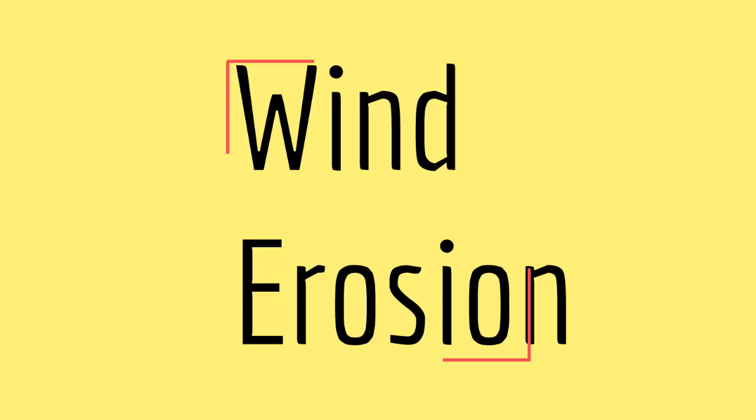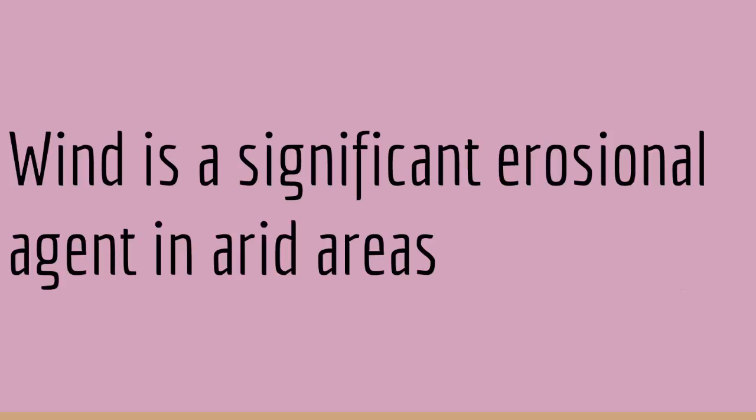In this video we are going to talk about wind erosion. We have talked about erosion in previous lectures. Erosion is just removal of rock materials from one location to another. Wind is a significant erosional agent in arid areas due to lack of vegetation or little vegetation and little water in arid areas. The rock materials that are broken down by weathering can be removed very easily. They require very little energy. That's why wind is a significant erosional agent in arid areas.